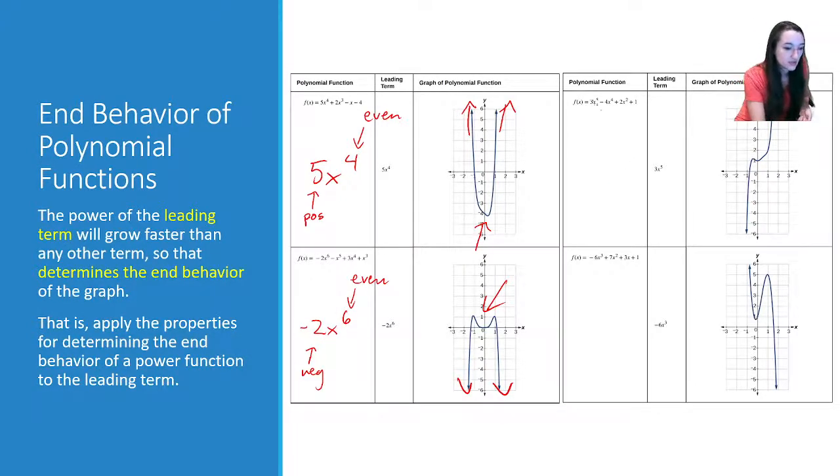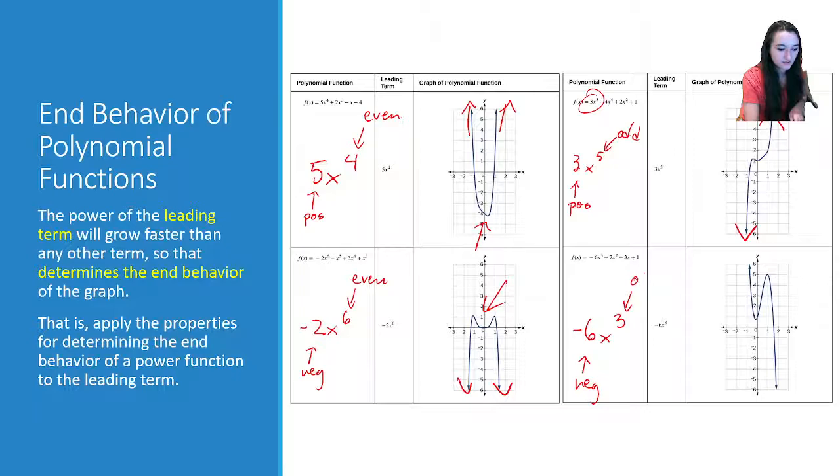And so, on our next one, we've got our 3x to the 5th, so that's again positive, but this time odd, so we know our ends are going in different directions, specifically because it's positive, we start negative on the left and go positive on the right. Whereas here, with our leading term being negative 6x cubed, that's negative coefficient, odd exponent, gives us positive on the left, negative on the right.